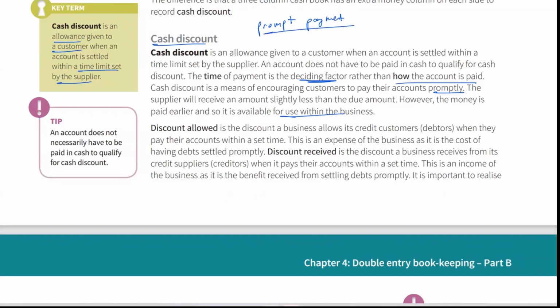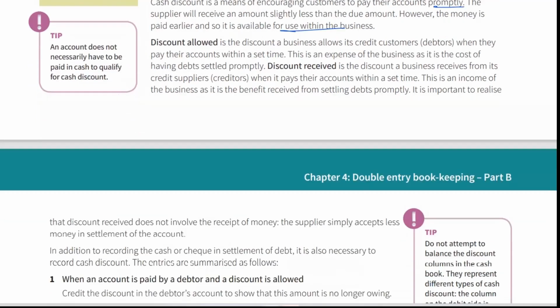Discount received is when you are the one receiving the discount. Somebody else is giving you a discount. That's called discount received, and it's an income. And so if you owe someone 500 and you receive a discount of, let's say, 10%, you will only pay them 450. The remaining 50, where does that go? As an income to your discount received account. Very simply, discount allowed is your expense, discount received is your income. Sounds good? Yes. Yes, sir.